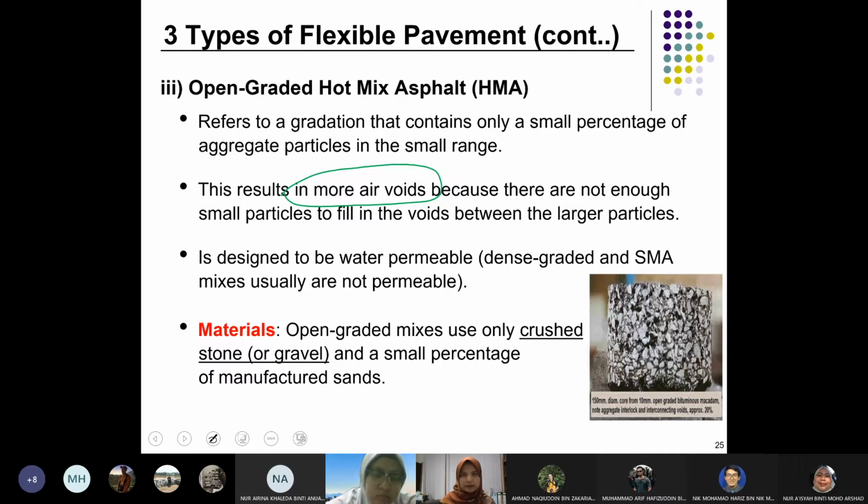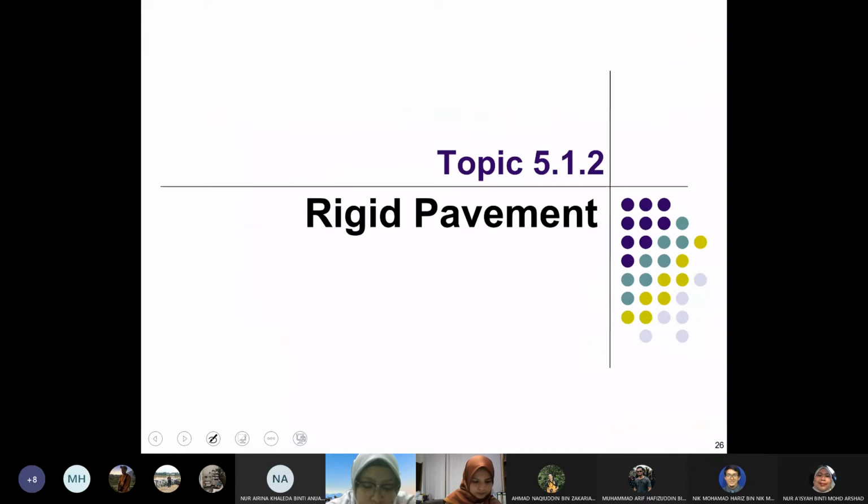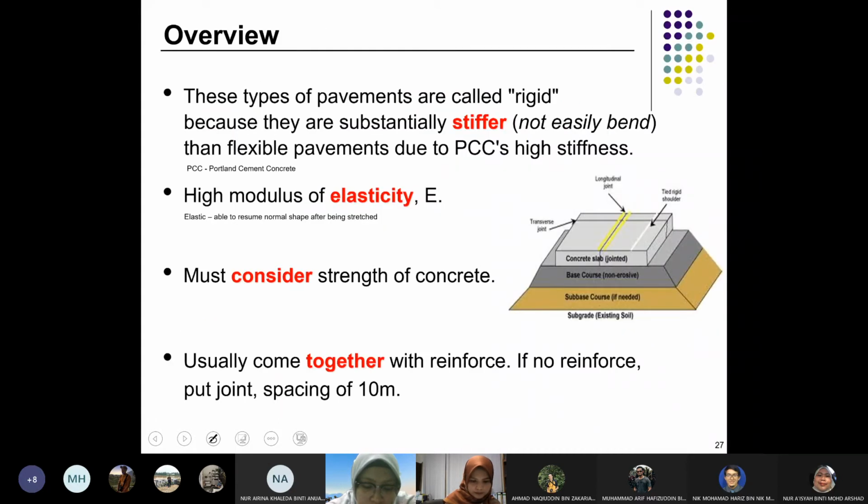Ini kadang-kadang ada setengah dia memang purposely design untuk become more permeable, right? To allow the water to penetrate into the pavement. Mungkin kawasan yang receive more rainfall, for example, kawasan yang berdekatan dengan sungai, for example. So dia akan buat more permeable type. So bila dia prefer to go for more permeable, they would choose this open graded type lah. Okay. Okay, next one is rigid pavement.